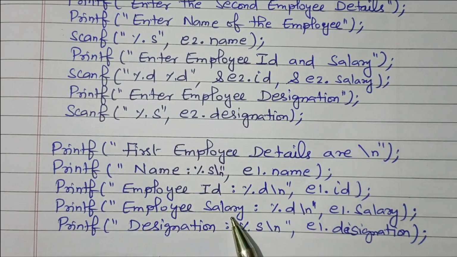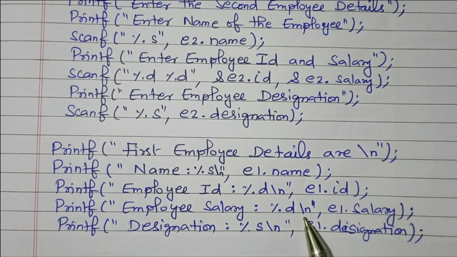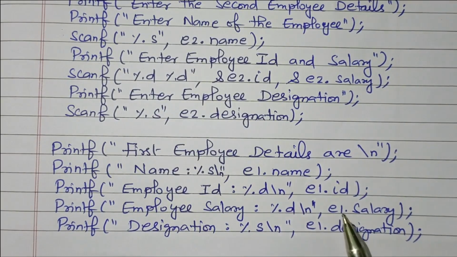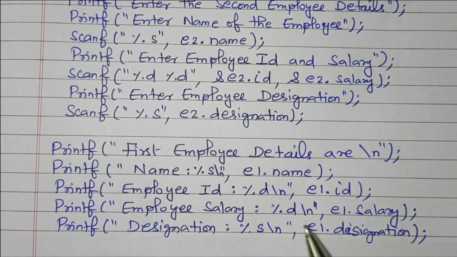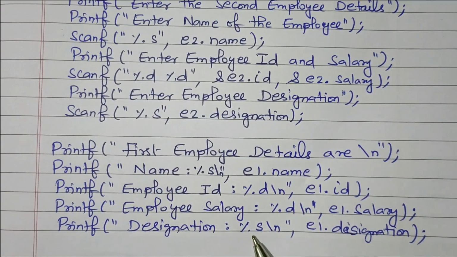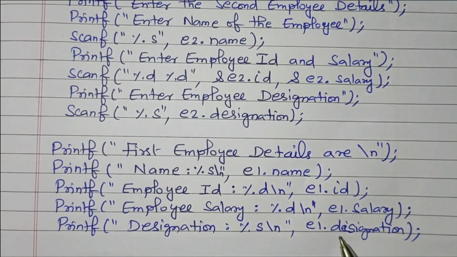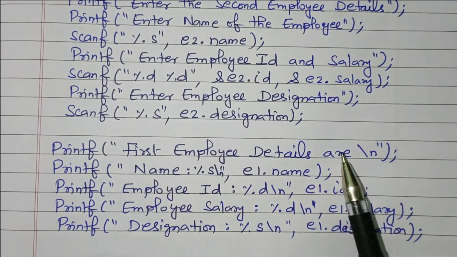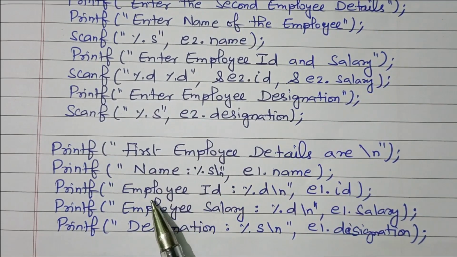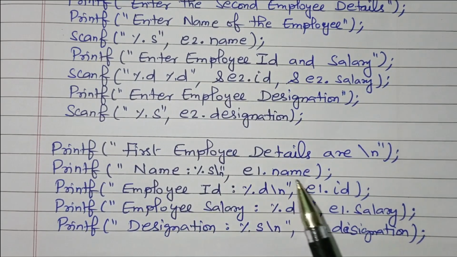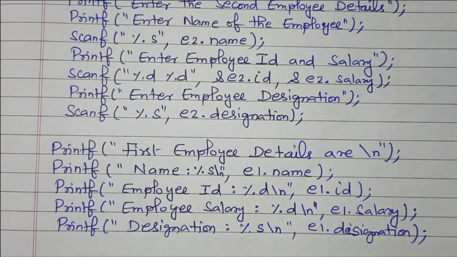Printf, employee salary %d backslash n, E1 dot salary. So here at this place E1 dot salary will be printed. Then it will go to the next line. Printf, designation colon %s backslash n, E1 dot designation. Right. So the first employee details are printed one by one: name, employee ID, employee salary, designation. E1 refers to the first employee. Similarly, now we need to print the second employee details.